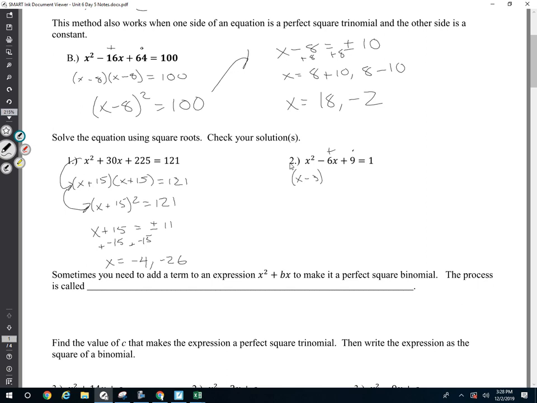Sure, the answer's not 3, but we write this as x minus 3 squared equals 1. Square root, I have x minus 3 equals plus or minus the square root of 1, which is just 1.